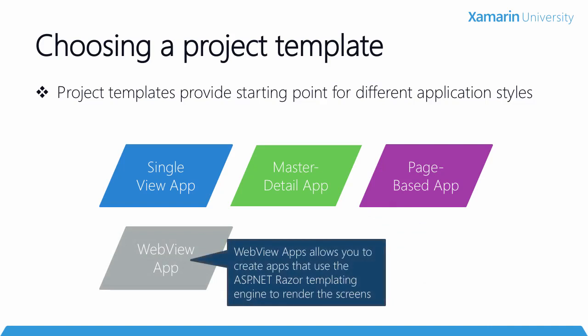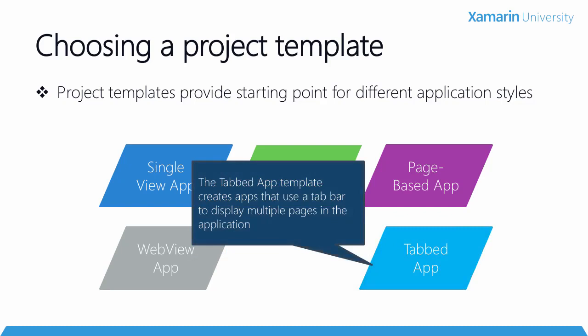Next up, we have the WebView app template. This creates a hybrid application which hosts an HTML web view control. The content is locally shipped with your app as ASP.NET Razor pages. It's not server-based, it's all local content. And this is a good choice if you have a significant investment in HTML and CSS, but you'd like to build a native application that you can deploy through the App Store.